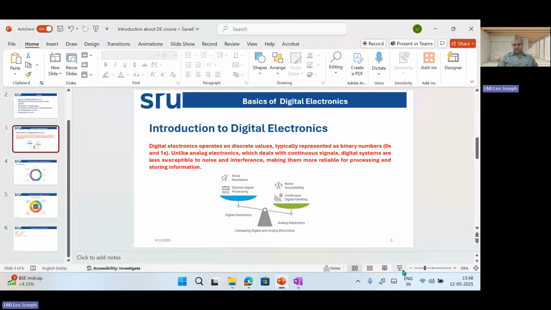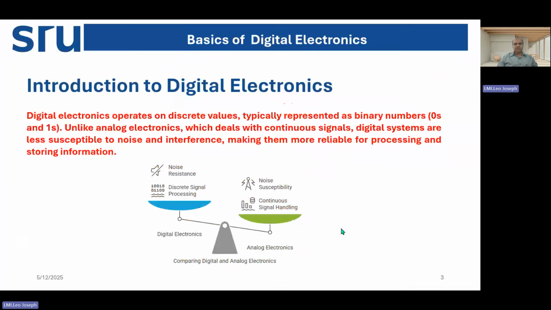So in this session, we are going to see what is meant by digital electronics and how we are going to realize the basic things using Python. That is the main aim of this course. Digital electronics usually operates on the principles of discrete values. It is typically used for representing binary numbers. Binary numbers means it is either zeros and ones.